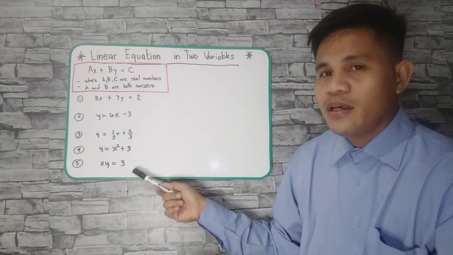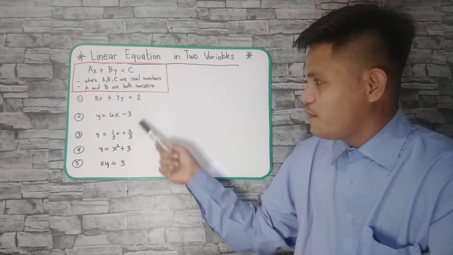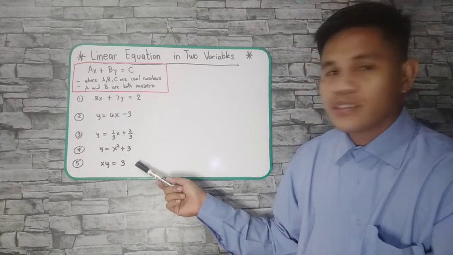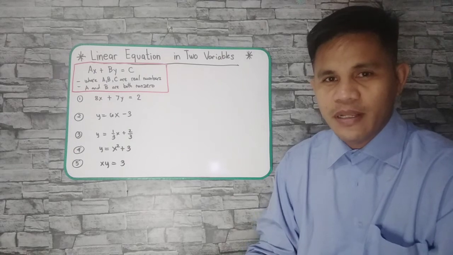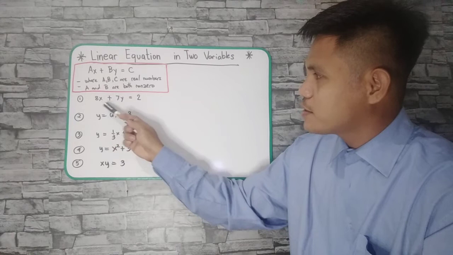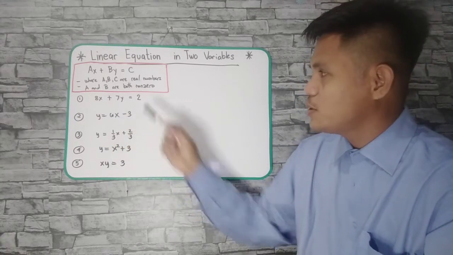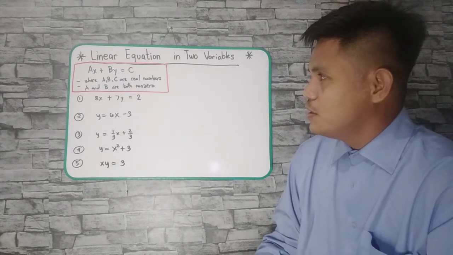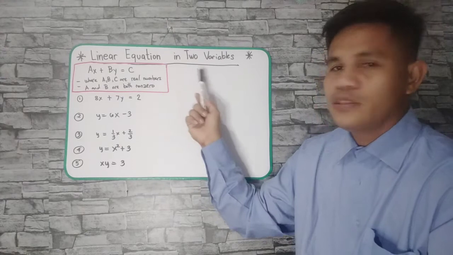Now, in order for us to understand more about linear equations in two variables, we have 5 different equations here, and our target is to find which of these equations are examples of linear equations in two variables. Let's have the first example here. We have 8x plus 7y is equal to 2. As you can see, this is an example of a standard form or a linear equation in two variables.